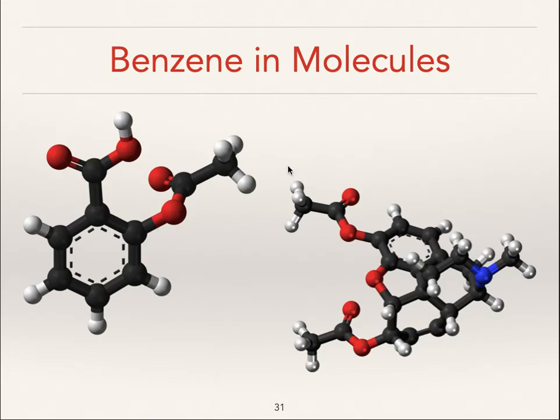So we have acetate, and then everything left over, this piece right here, and the benzene ring, is called salicylic acid. So aceta for acetate, salicylic acid, acetylsalicylic acid. That's aspirin. Aspirin makes your headache go away because it can cross the blood-brain barrier.